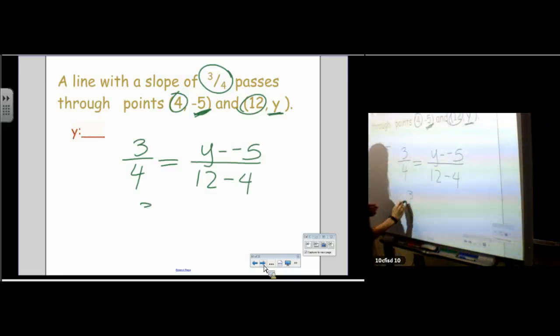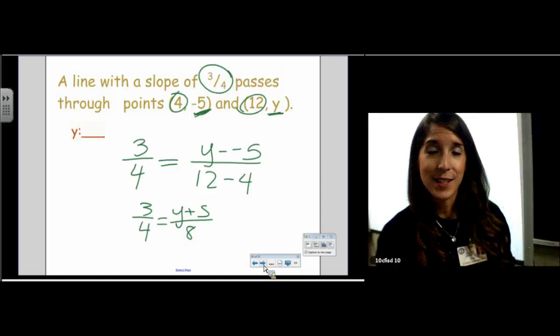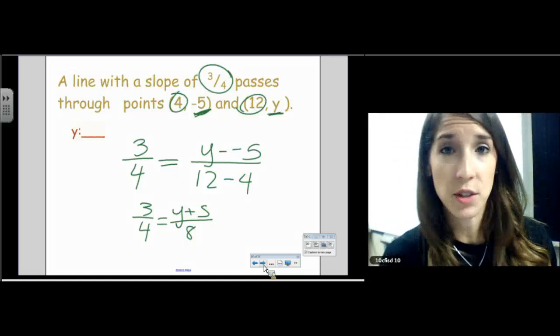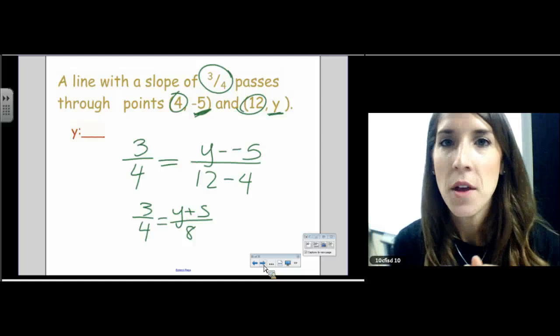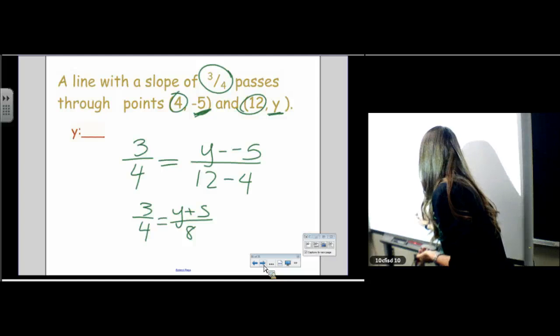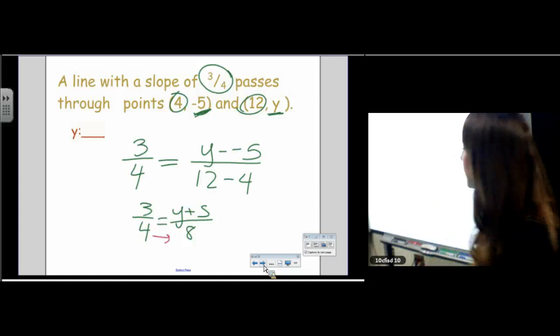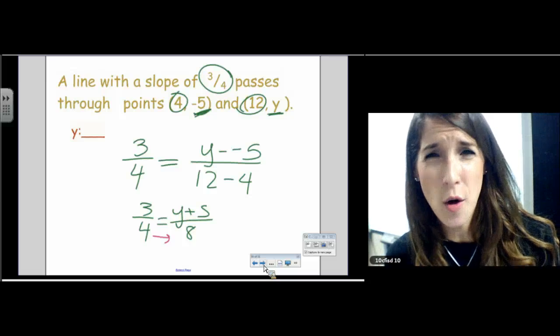So let's clean this up a little bit. 3/4 equals y plus 5 over 8. There are a lot of ways I could solve that at this point. I could cross multiply. So if you love cross multiplying, then cross multiply and it's over. Or some of you like to use number sense. Oh, 4 times 2 is 8. 3 times 2 is 6. So I know y plus 5 is 6 and I know y is 1.